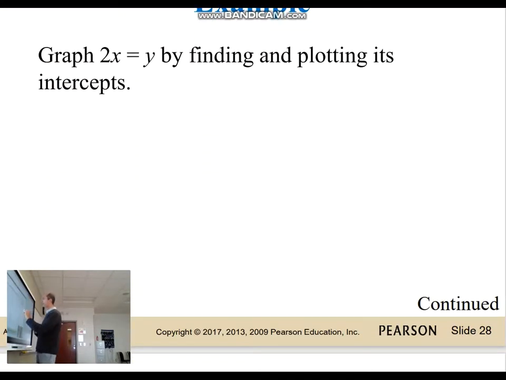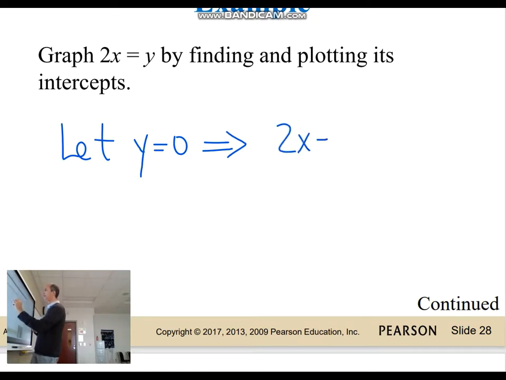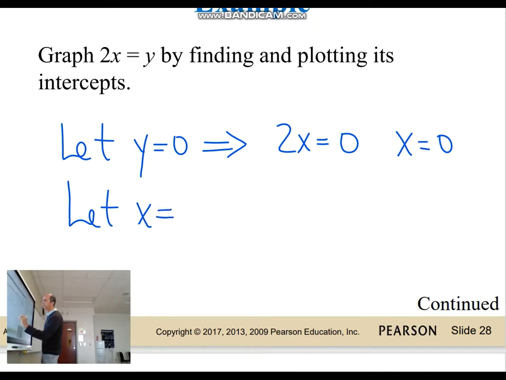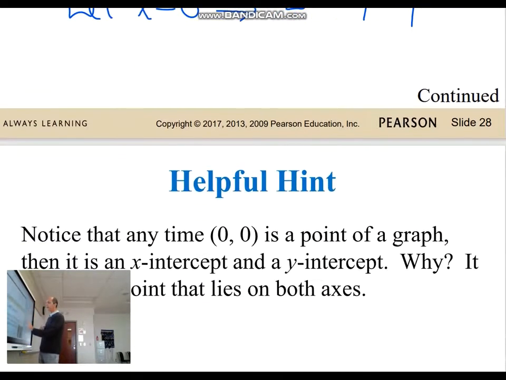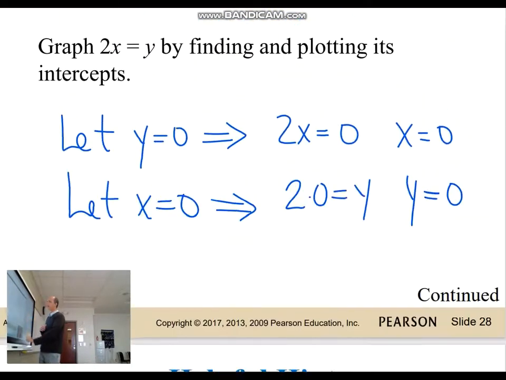Let's try this. Let y equal 0. If you make y equal 0, you're going to have 2x equals 0. That means x equals 0. And if you let x equal 0, then find y: 2 times 0 equals y. That means y equals 0. What we see in this particular example is that the y-intercept and the x-intercept are on the same point. They are both on the origin.